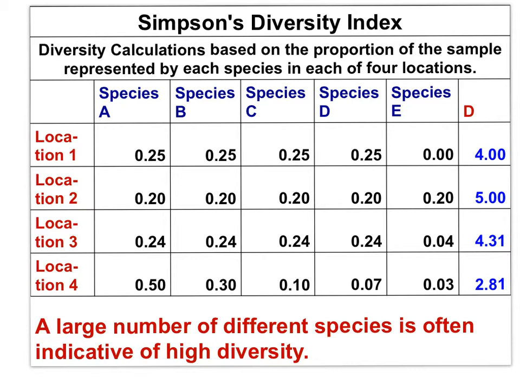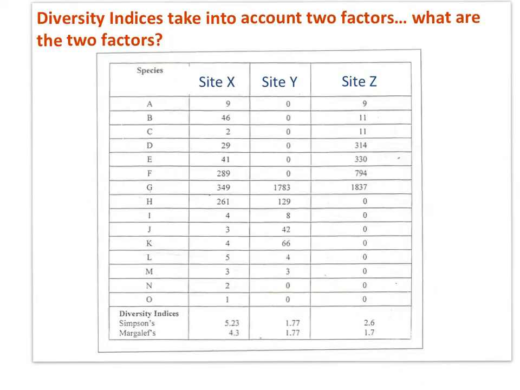But relative abundance is important as well, because site 4 with 5 species is a site where 1 species is dominant in terms of abundance. Compare site 4 with site 2. Both have 5 species, but site 4 is much less diverse because the relative abundance of the 5 species is not evenly distributed. This data table provides the abundance, counts of individuals of different species in 3 locations.